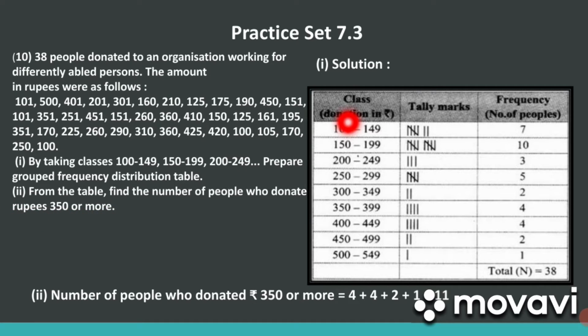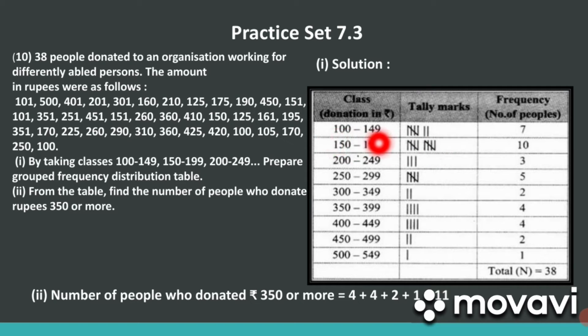The frequency distribution table is as shown. Class is the donation in rupees, which is 100 to 149, 150 to 199, 200 to 249, 250 to 299, 300 to 349, 350 to 399, 400 to 449, 450 to 499, and 500 to 549. After arranging the data in ascending order, we write the observations which fall within the given class.